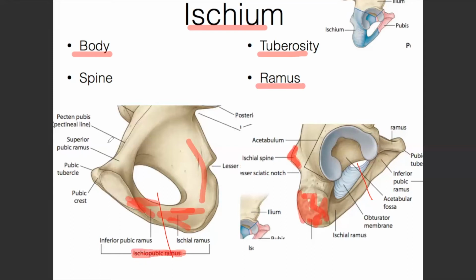Okay, and then as I said, there's the spine. One of the things about the spine is that it's where you sit on. So if you're sitting, you're sitting on your ischial spine. It's just one of those facts.